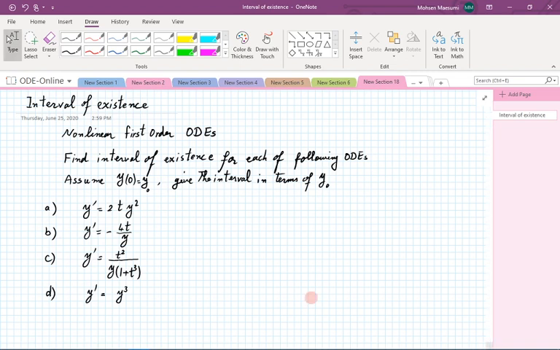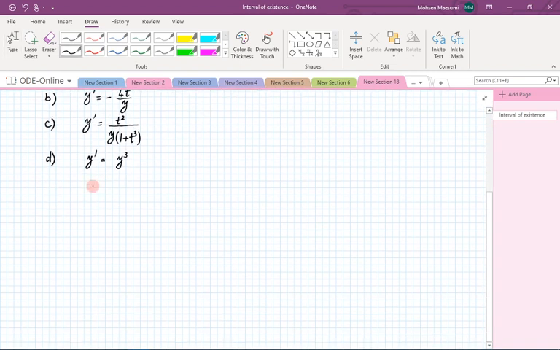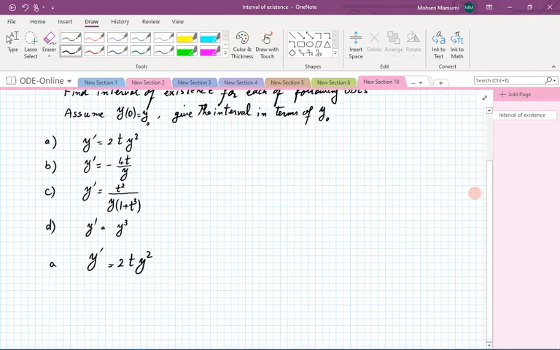So let's go ahead. First one, I pick y prime is equal to 2ty squared. So this is problem A from our list. Let's separate our problems from our solutions.